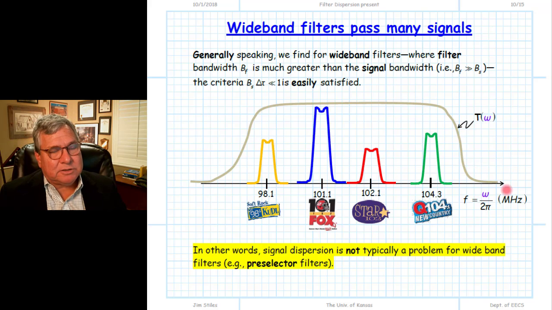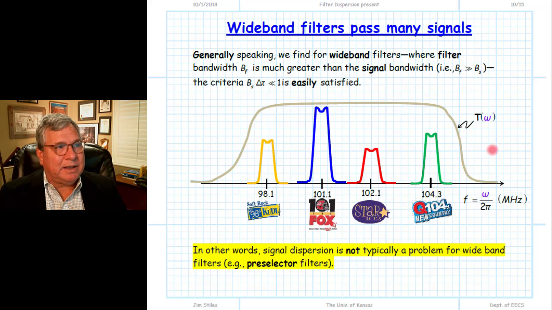All the FM radio stations in the vicinity will pass through that filter in your radio receiver. But each of those signals, of course, has a bandwidth of 200 kilohertz. In other words, the percentage bandwidth of each signal is simply 1% of the filter bandwidth.